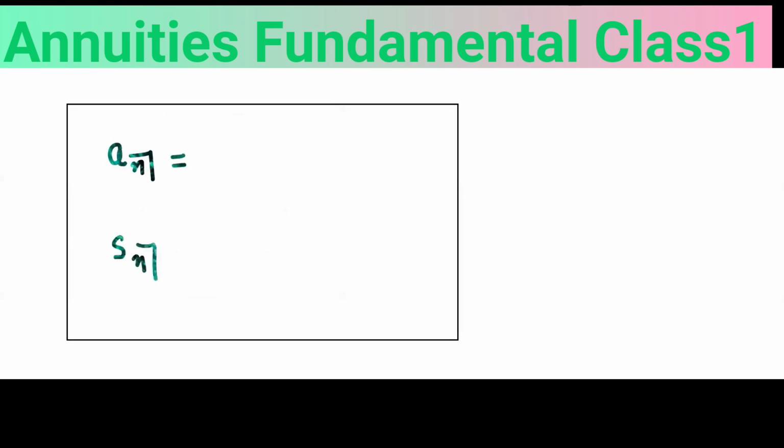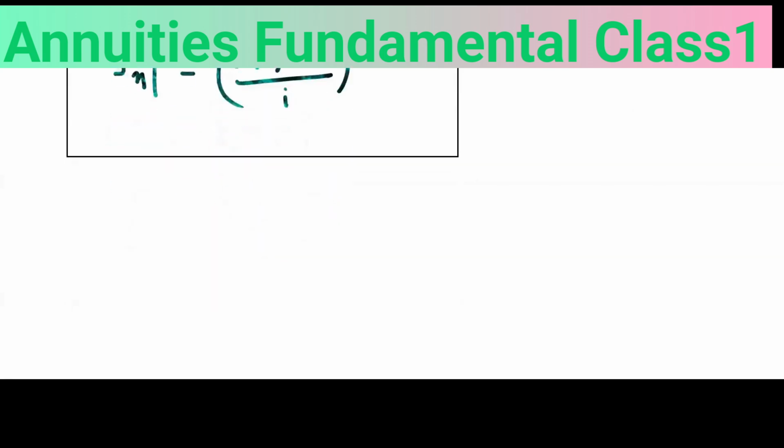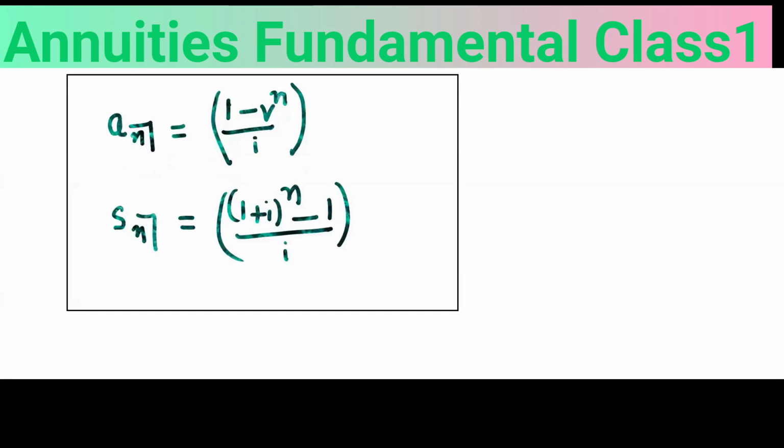So AN formula, I'll derive it also. That's required. 1 minus v power n divided by i. And Sn is equal to, that will be 1 plus i power n, minus 1 divided by i. This is quite easy. We'll derive these two. This is quite easy. And we'll solve some problems. Then we'll go to 2 other annuities.